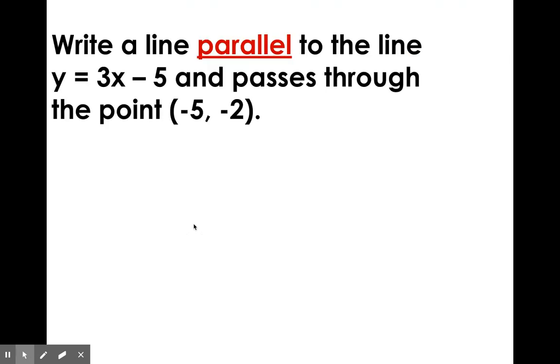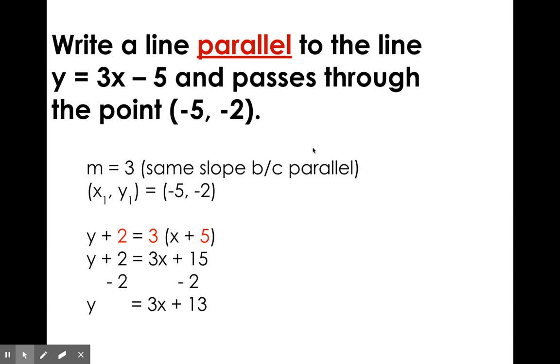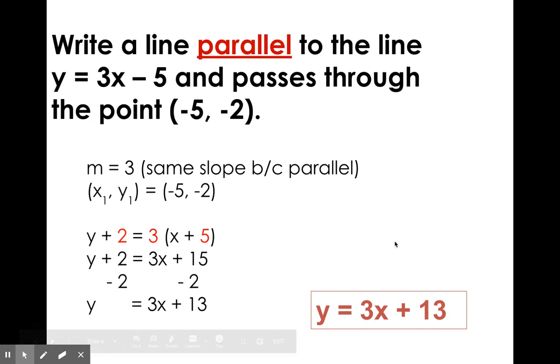So here we want to write a line that is parallel to this equation that passes through this point. First, we need to figure out the slope. That's going to be easy because this line is already in slope-intercept form, so the slope is 3. And because it's parallel, we're going to use that same slope, and we want it to go to this point. So now we just plug that into our point slope form, and then you should recall that we simplify this by distributing that 3, and then we subtract 2 on both sides. And we end up with our answer, y is equal to 3x plus 13. If they don't specify what form to write it in, it is always best to put your final answer in slope-intercept form. Okay, let's take a look at another example.